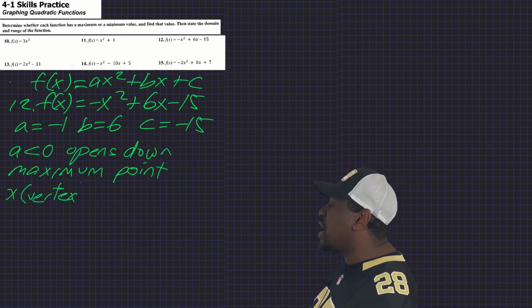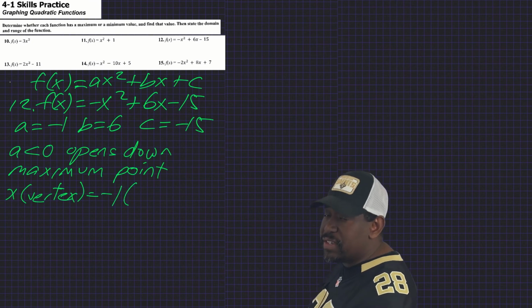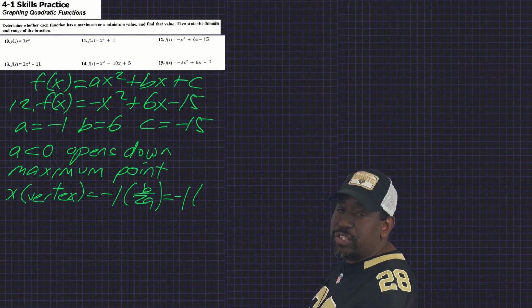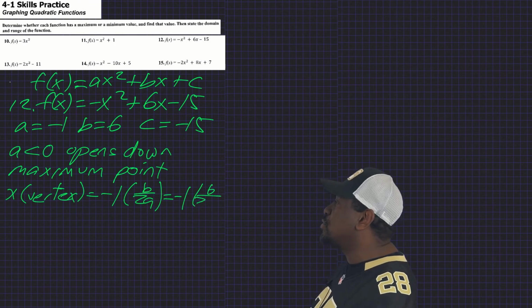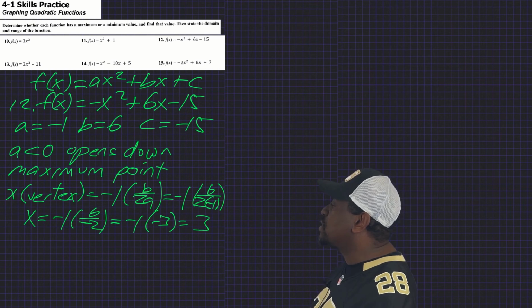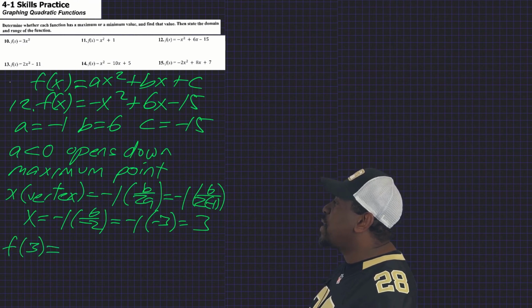So now we have to find the x-coordinate of that vertex that represents that maximum point. We use the same equation we've been using, negative 1 times b over 2a. b is equal to 6, so we substitute 6 for b, and negative 1 for a. We have 2 times negative 1 in the denominator, which is negative 2. Now we simplify 6 divided by negative 2, which is negative 3. And our final calculation to find x will be negative 1 times negative 3, which is positive 3.